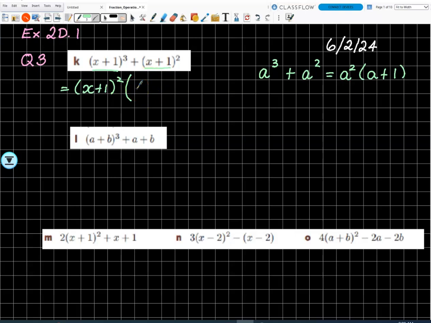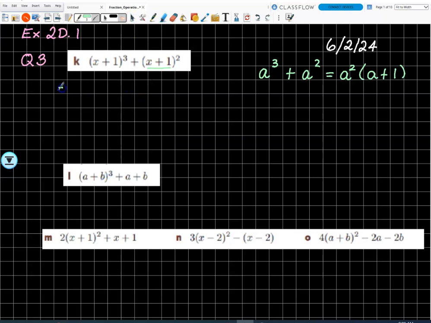X plus 1. I might just put in one extra line just in case, and you don't have to have this there if you don't want it. But I hope you all agree, is this line the same as this line? X plus 1 squared times x plus 1, is that not x plus 1 cubed? And x plus 1 squared, x plus 1 squared. So they are the same, just written differently.